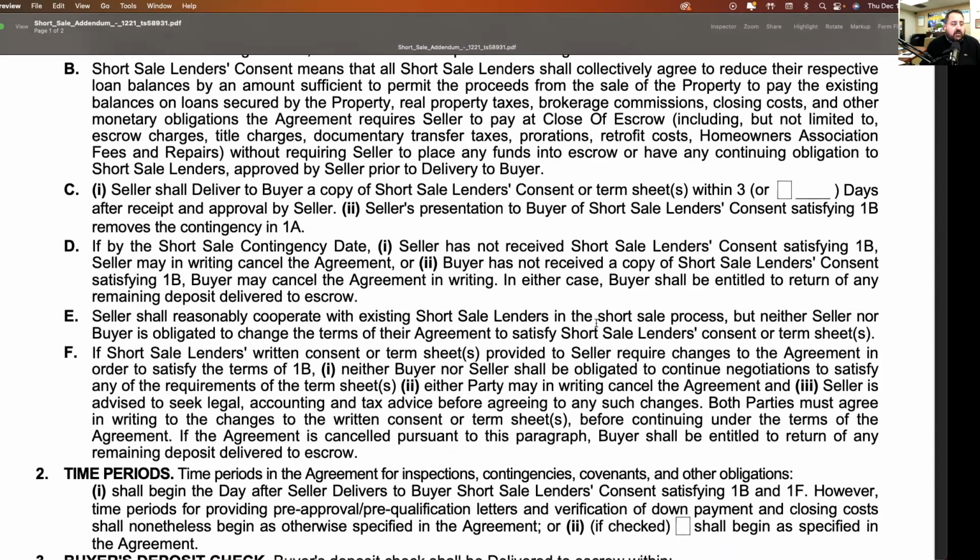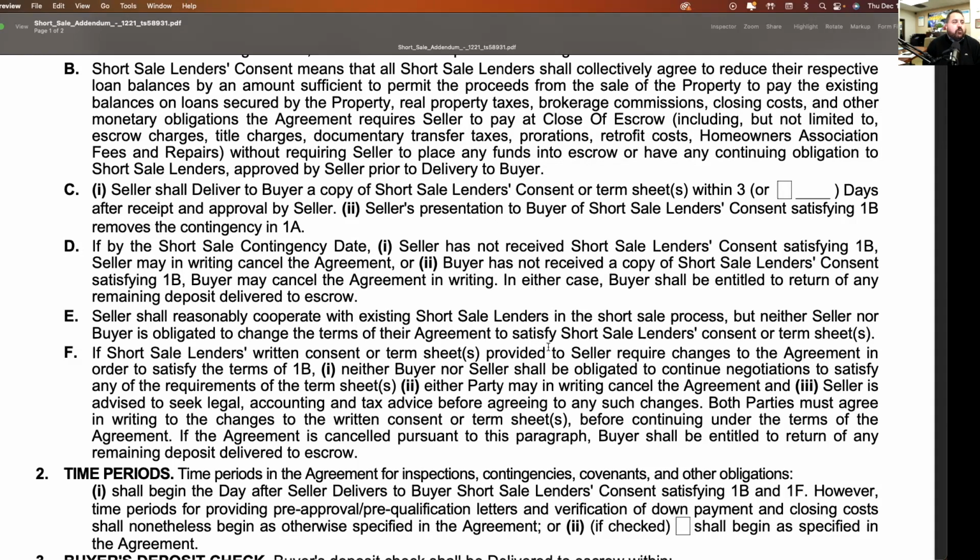If by the short sale contingency date, seller has not received short sale lender's consent satisfying 1B, seller may in writing cancel the agreement, or buyer has not received a copy of short sale lender's consent satisfying 1B, buyer may cancel the agreement in writing. In either case, buyer shall be entitled to return of any remaining deposit delivered to escrow. We're going to get to that in a minute about the deposit, because for the majority of you in a short sale, your buyer's deposit is not going to be in until you get this approval.